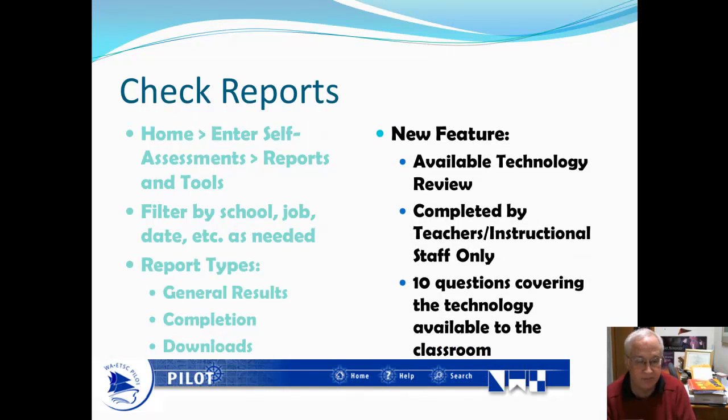And there is a new feature here, what we call an available technology review. This is completed by teachers and instructional staff only because it has to do with sharing what technology that instructional staff person has available to them in their classroom or instructional space. It's only 10 questions, and they can indicate, do they have a computer for their own use? Do they have computers for student use? And if so, how many? And various questions like that. Very easy to do. And then that information is provided for you in all the reports.